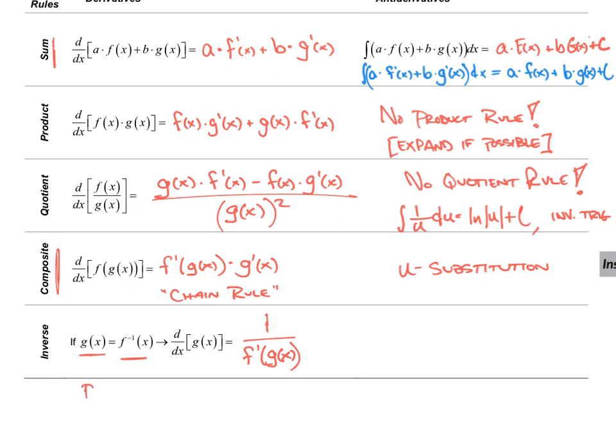And recall this: if f of a equals b, then g of b equals a. That's that whole idea that a comma b on the graph of f is b comma a on the graph of its inverse. And there is no equivalent here for antiderivatives, so don't worry about that.